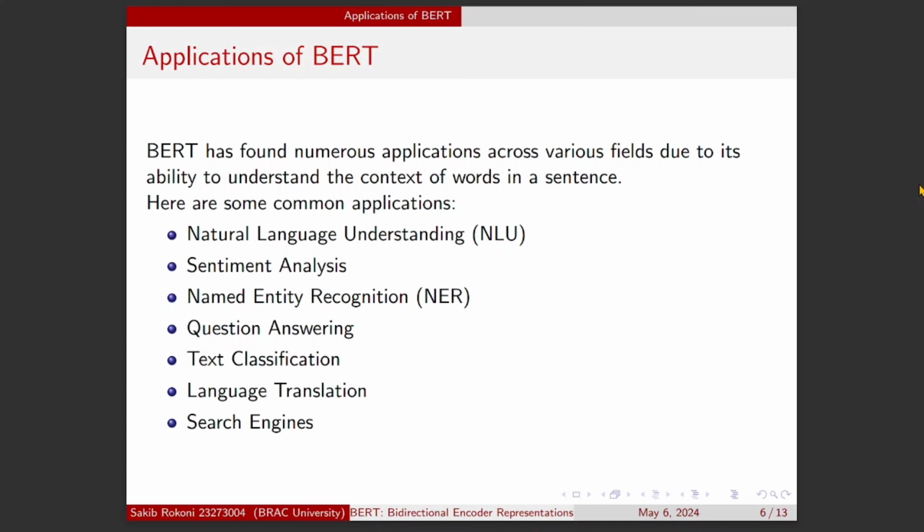Language translation. In language translation, BERT can enhance machine translation systems by providing better contextual understanding of the source and target languages. This helps in producing more accurate translations, especially for languages with complex grammar and syntax.